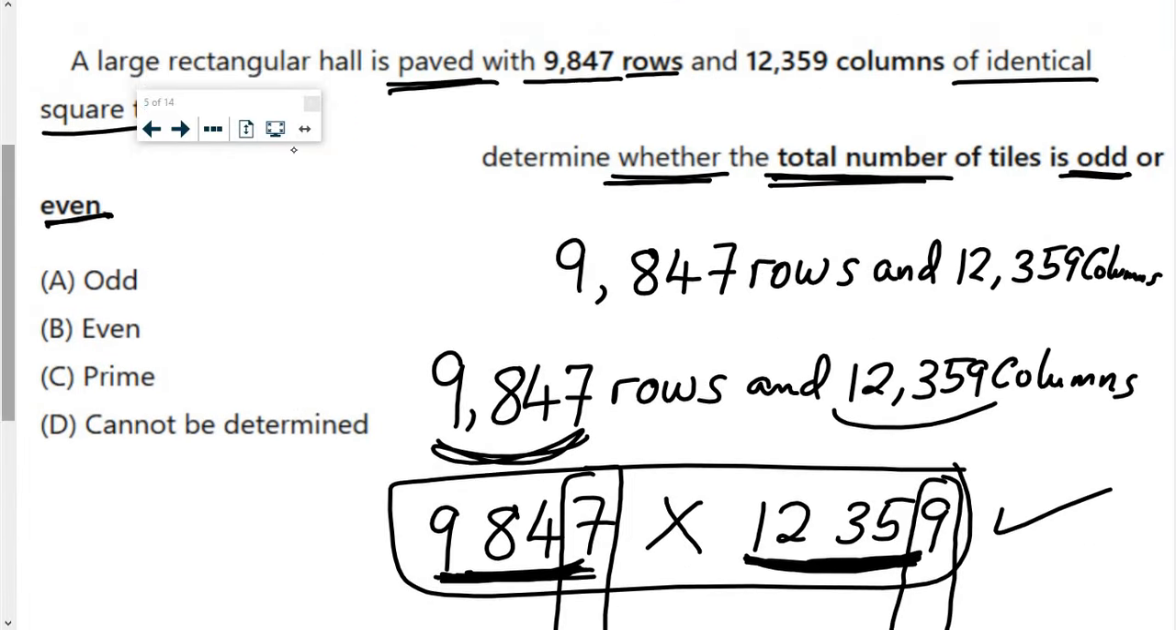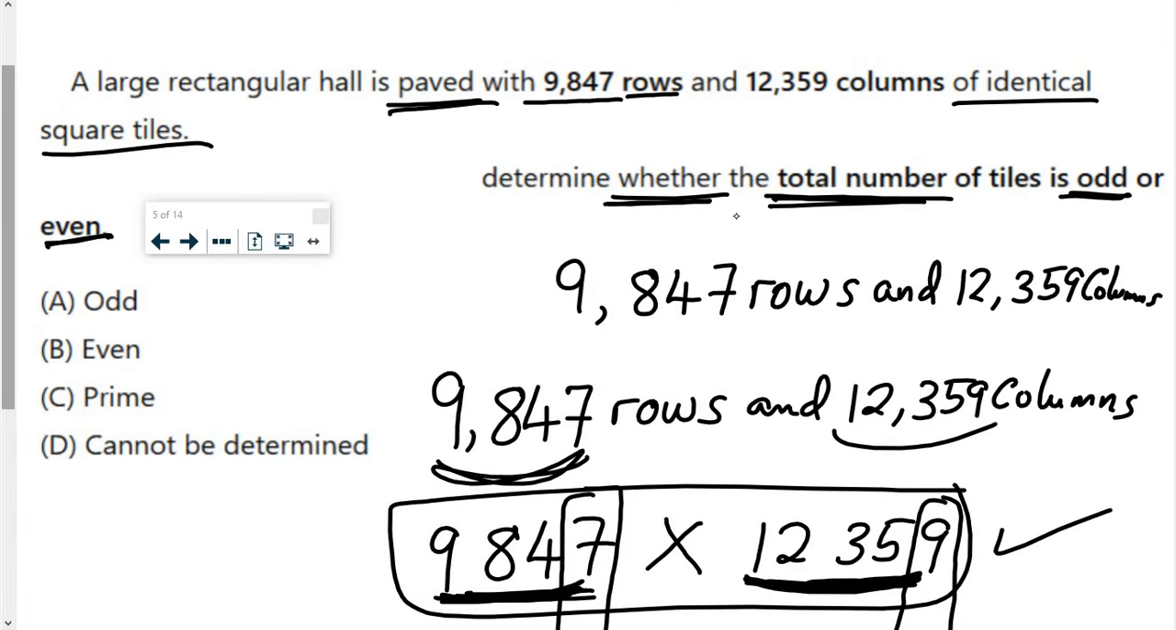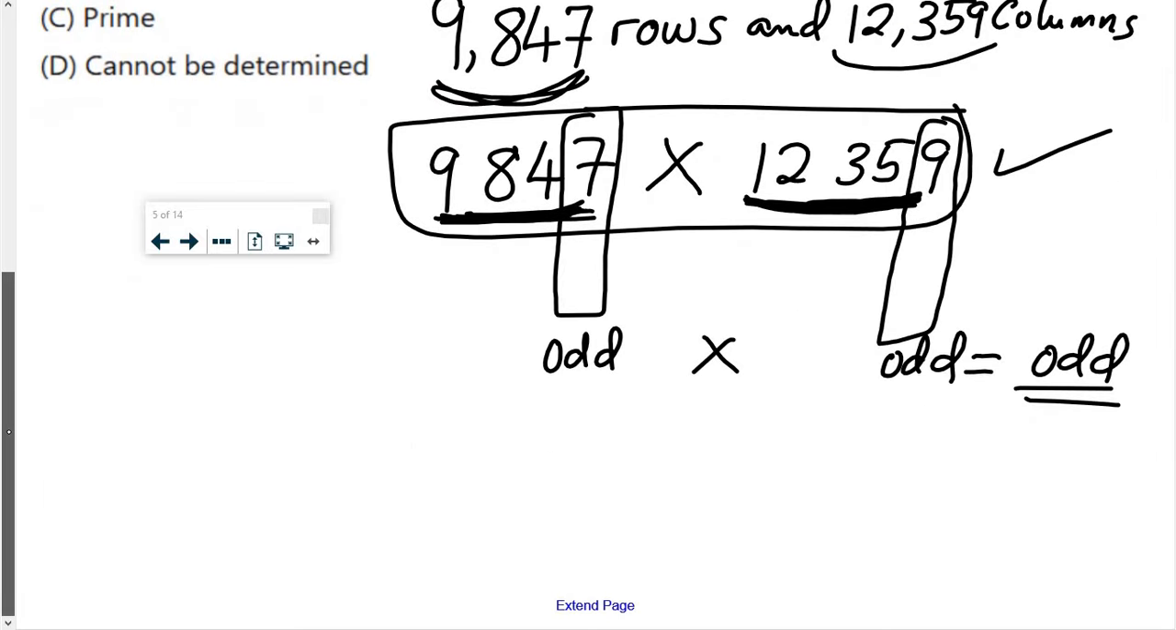So, to determine whether the total number of tiles is odd or even, simply don't multiply this calculation here. Simply determine if this number here is odd and if this number is odd. Simply look at the digit in the end. If the digit in the end is an odd digit, then the whole number becomes odd.